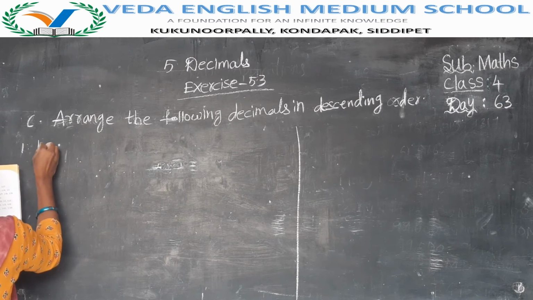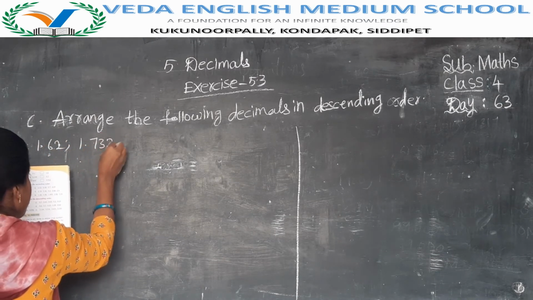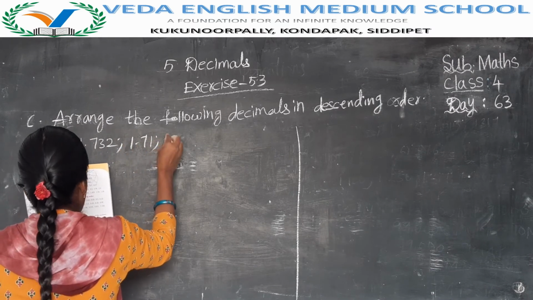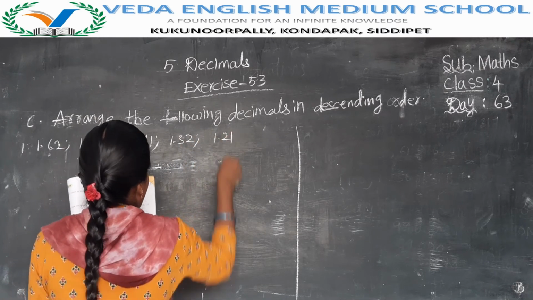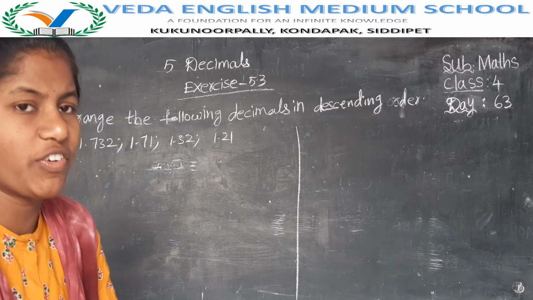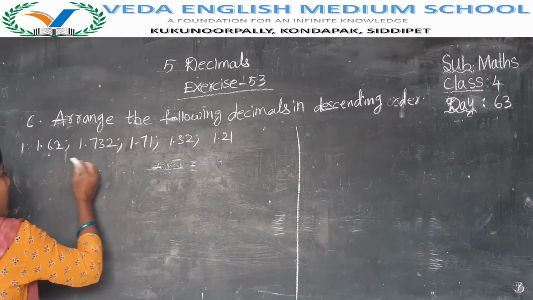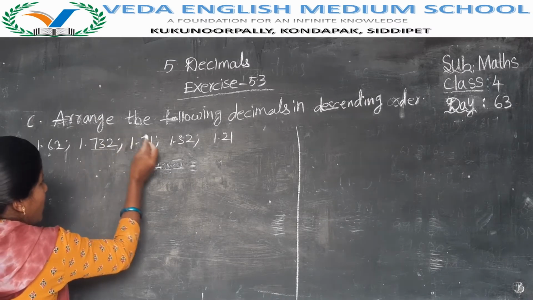First question: 1.62, 1.732, 1.71, 1.32, 1.21. Now all are unlike decimals. First of all we have to convert the unlike decimals into like decimals. Now count in which decimal we have more digits. Here we have more, that is 3. So we have to convert all the remaining into 3 digits.